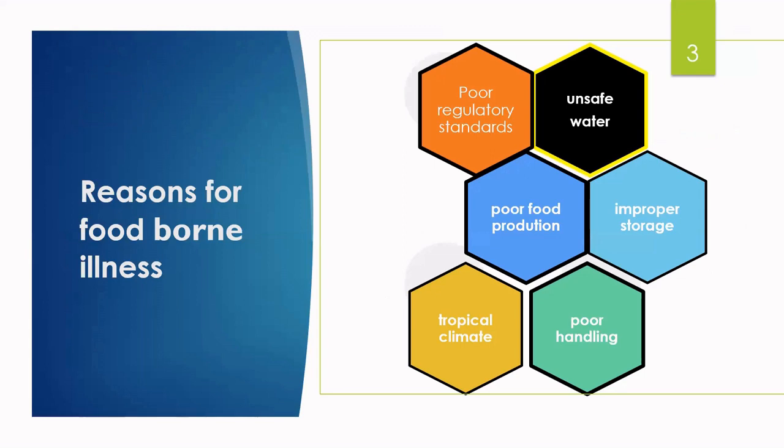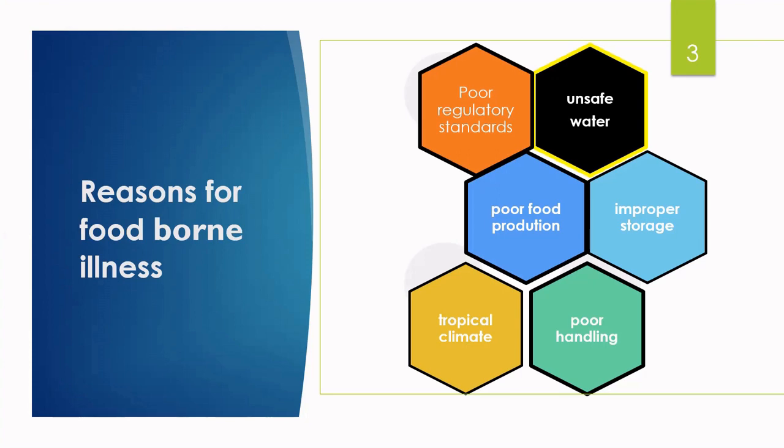Foodborne illnesses are mainly caused due to food contamination with harmful bacteria, viruses, parasites, toxins, or chemicals. Microbial and chemical risks could be introduced at the farm level, that is, by using water contaminated by industrial waste, or during storage of food and food products.